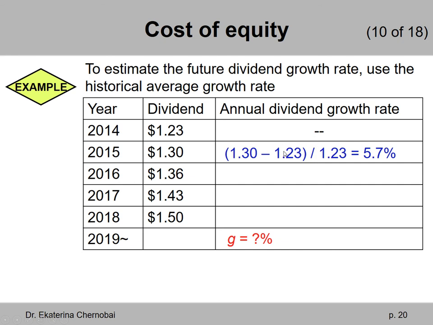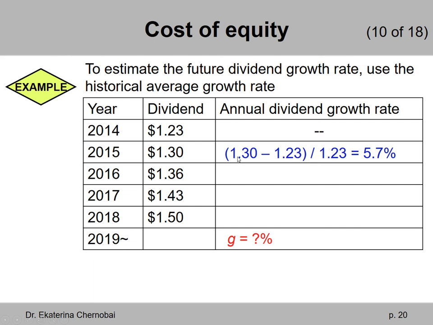So $1.30 minus $1.23, that's a 7-cent increase, right? And then you divide by $1.23, which is kind of your reference point, what you're referring to, to estimate the change relative to that starting point. And that's a 5.7% increase in the dividend amount.